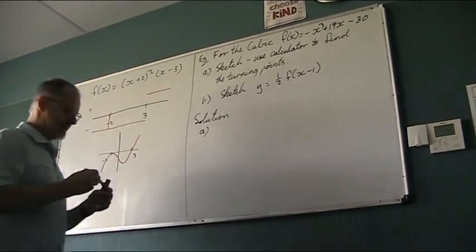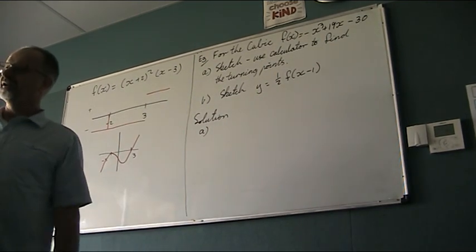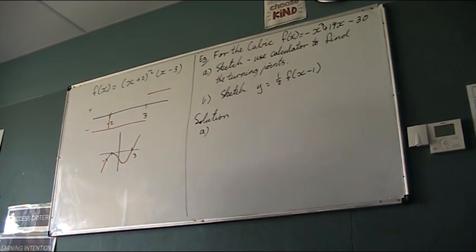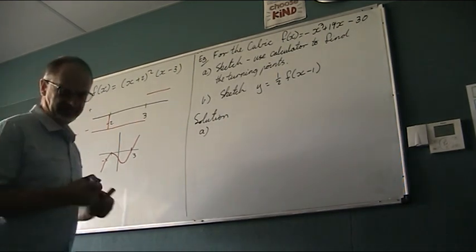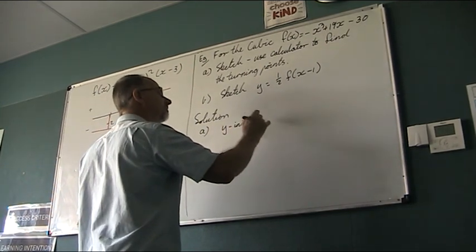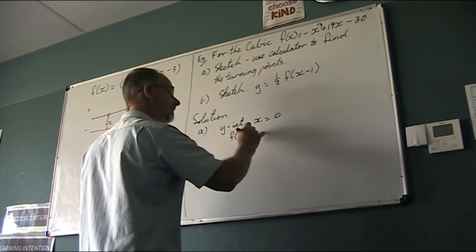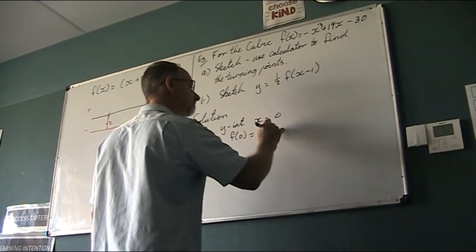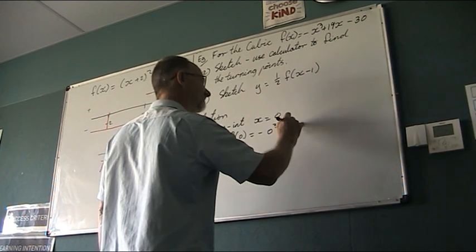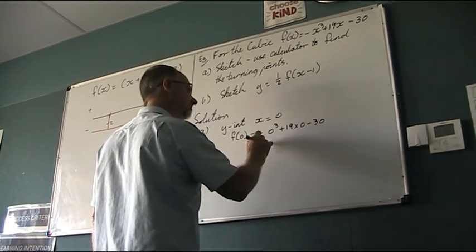Now, part A here, it says sketch using calculator to find the turning points. So if you're using your calculator to find your turning points, you might as well use your calculator to find the rest of your stuff as well. So, how do we find our Y-intercept? X equals 0, and when we put f of 0, you shouldn't need to use your calculator for this one. Minus 30.